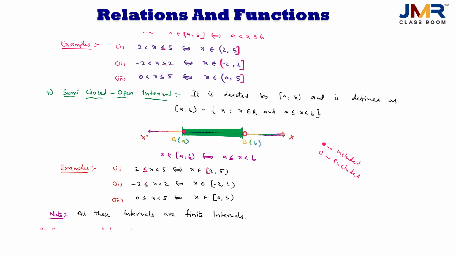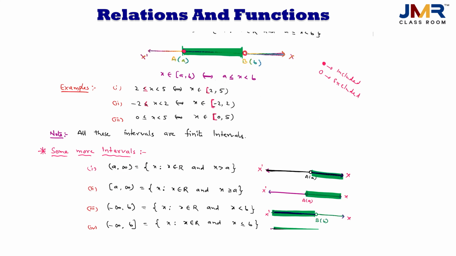Minus 2 less than or equal to x less than 2, x belongs to closed minus 2 to open 2. Similarly, 0 less than or equal to x less than 5, x belongs to closed 0 to open 5. Right? This is semi-closed and open. Both sides closed and closed, both sides open and open, left closed right open, left open right closed. That bracket is very, very important. As per the solution only, you have to put the bracket accordingly.